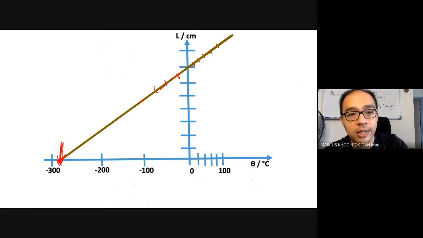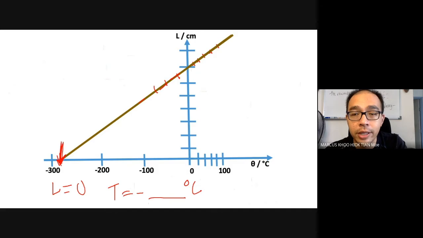How much is the temperature when L is equal to 0? What is the temperature over here? The temperature is negative. Write this down now: L equals 0, temperature is negative, how many degrees Celsius? Write it out in the chat section. Let me take a look at your answers. People like Trevor, Meryl, Carlson, you already have the value, right? So just tell me the value in the chat, please.